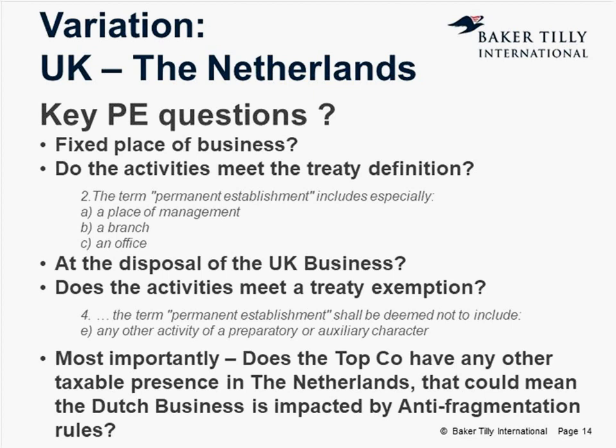This clarifies a few of the key points within that variation we talked through: the permanent establishment, and the preparatory and auxiliary character that we've already touched upon. The most important point there was, does the top company have any other taxable presence in the Netherlands that could mean the Dutch business is impacted by these new rules? Key is to look at the big picture, which I wanted to share with you there.